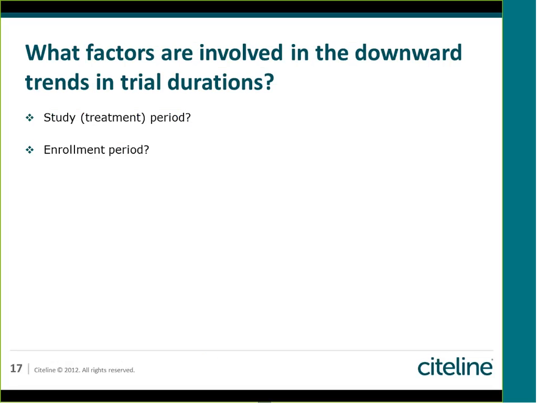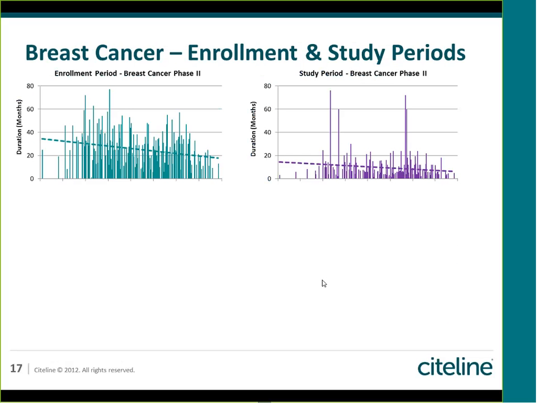So what factors are involved in this downward trend? Given the citing of patient recruitment challenges and increases in study complexity and how they may impact trial lengths, we wanted to break the total trial timeline down into its component parts and look separately at the contribution of the study period and the enrollment period to these breast cancer timelines.